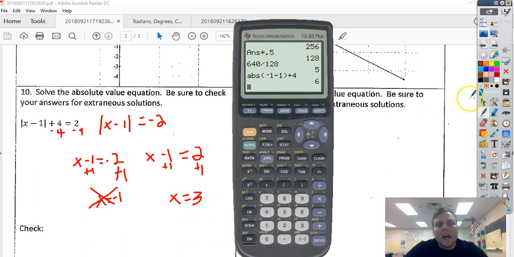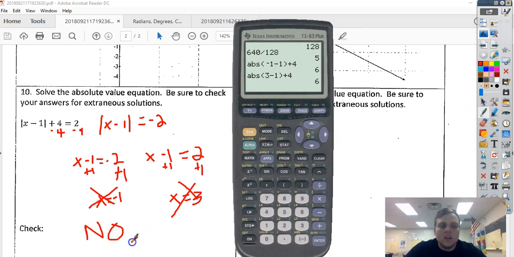Now what I need to do instead is check 3. We're going to do the same thing, but instead of plugging in -1 this time, we're simply going to plug in 3. I press enter, and I got 6 again. So wait, did either one of these work? No. They were both extraneous. So there was no solution. No solution.